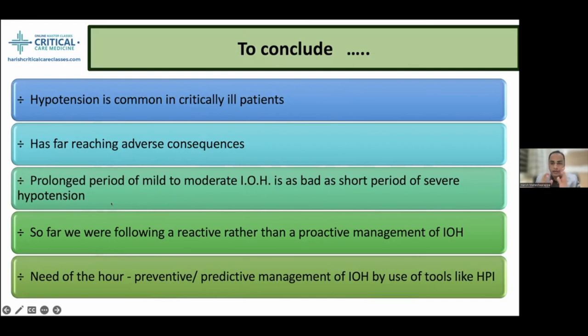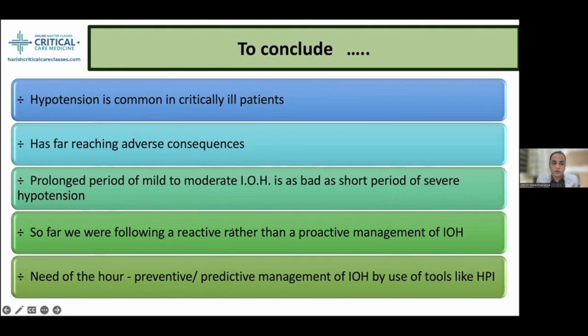A prolonged period of mild to moderate intraoperative hypotension is as bad as a short period of severe hypotension. Remember, we neglect it, saying MAP is just 60, we can just wait and watch. But if that period gets prolonged, like mean arterial pressure of 55, 58, that has an equipotent effect in terms of perfusion of the vital organs as a short duration of severe hypotension when MAP is less than 50, less than 45.